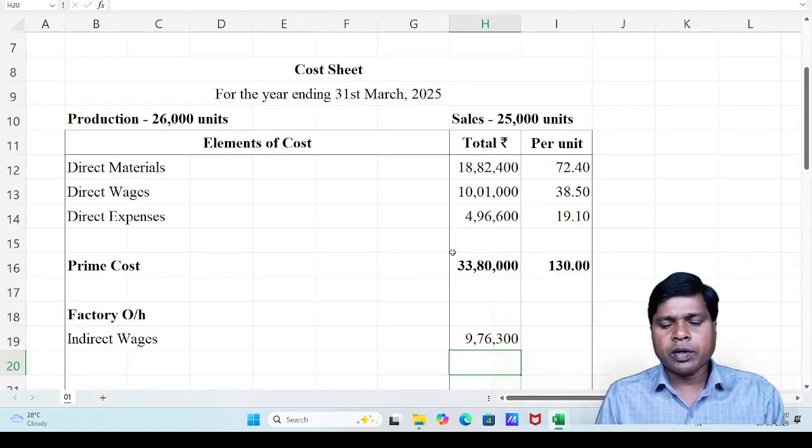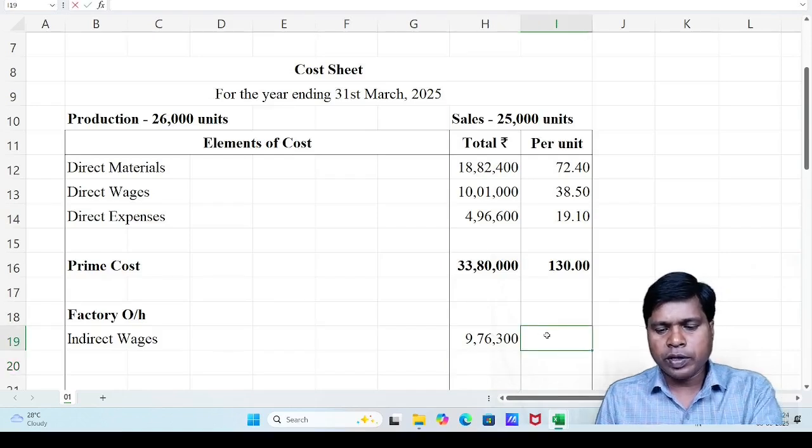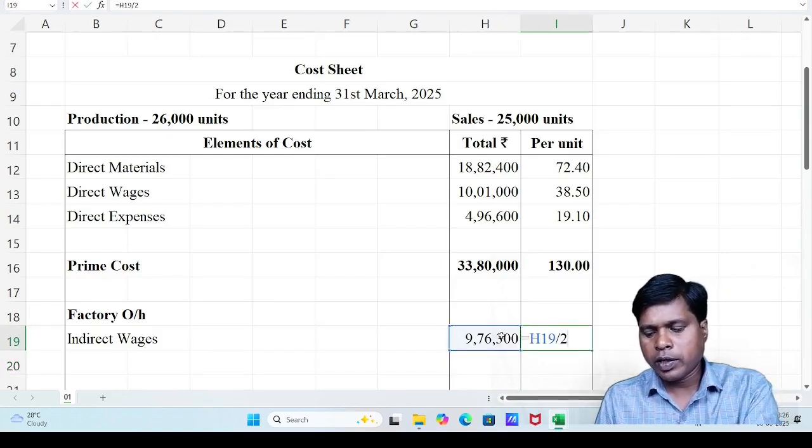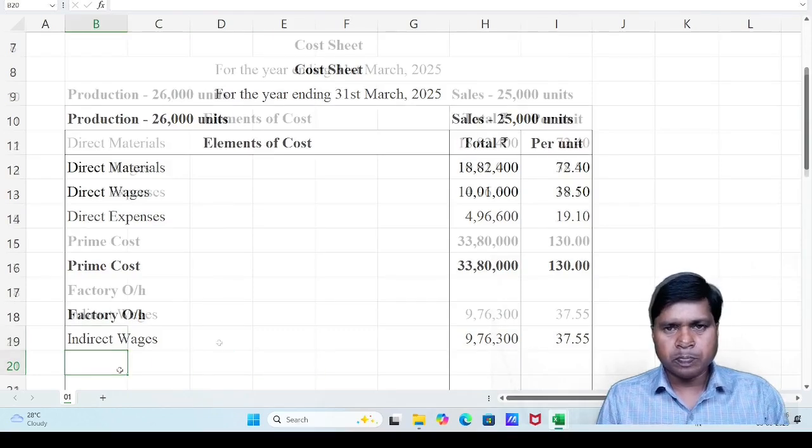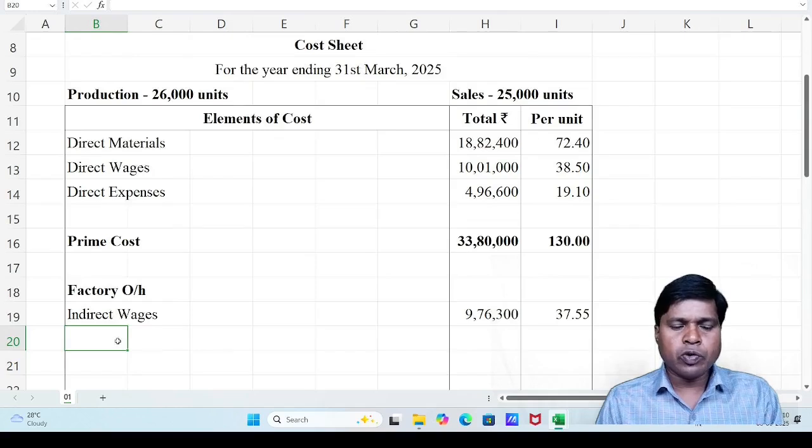Amount of indirect wages 9,76,300, per unit divided by 26,000 production: 37.55 per unit. Next item of factory overheads cost elements group. After indirect wages, we have to find the next item of factory overheads cost elements group.